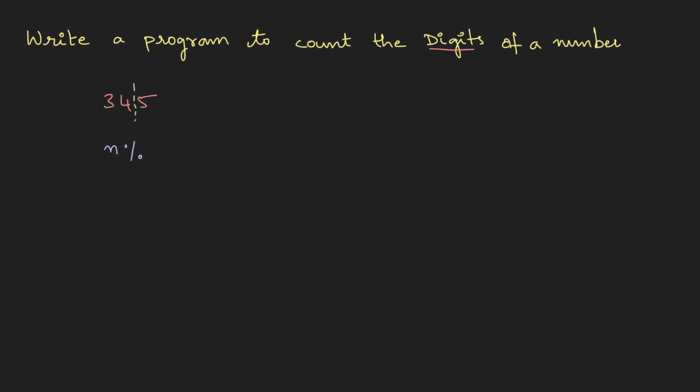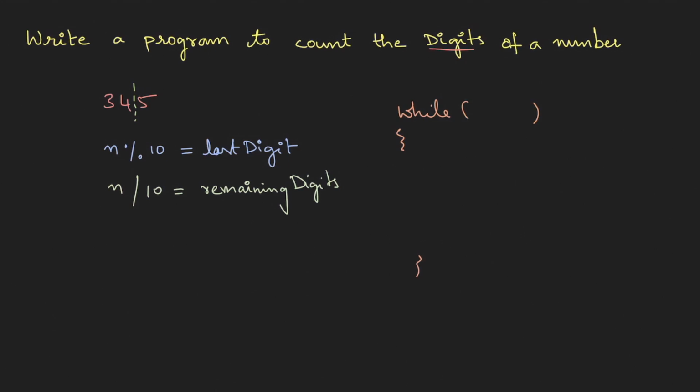One is the modulus: n modulus 10 will give the last digit, and n divided by 10 will give the remaining digits. So in order to count, we'll be basically using a while loop. The first step is to get the last digit, which is equal to n % 10. As we get the last digit, we just increase the count by 1, then update the number, remove the last digit from the number. So n is equal to n divided by 10.